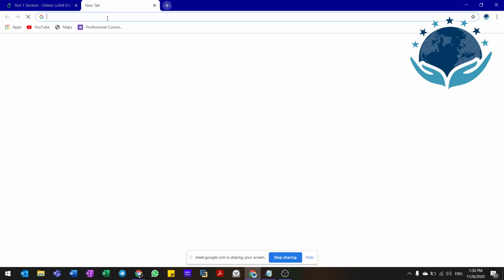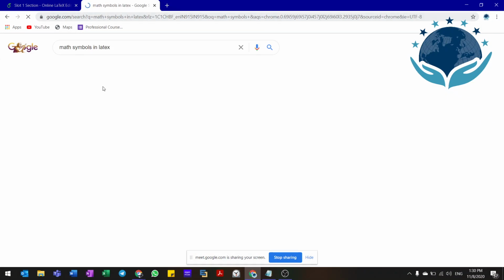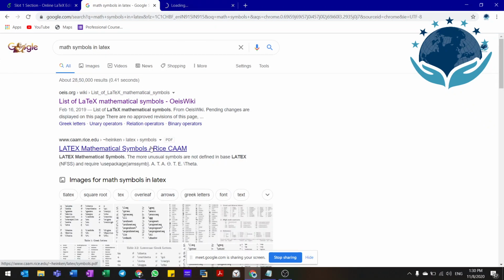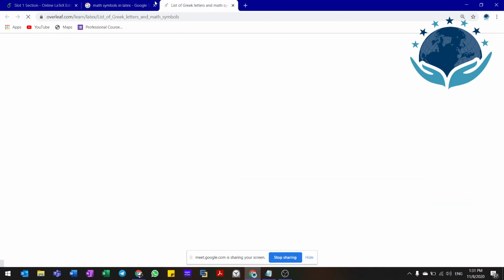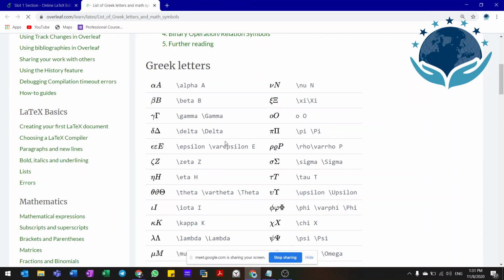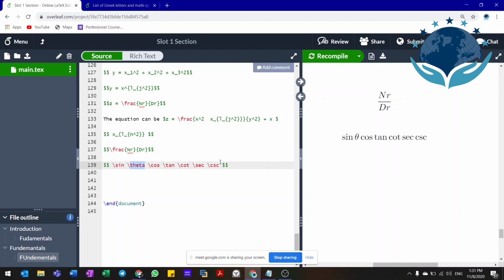If you search in Google for math symbols in LaTeX, you can see lots of websites that refer to this. Even Overleaf itself has its own site, so you can refer to that. That will be very standard. You can see that they have given a list of special characters. Here we have used backslash theta. If you want to use gamma, here it is. Or if you want to use beta, then instead of theta you have to use beta.